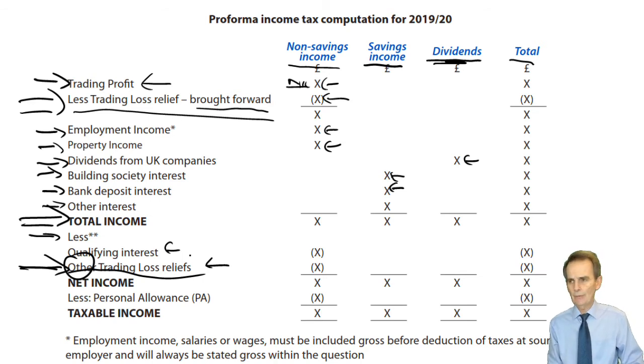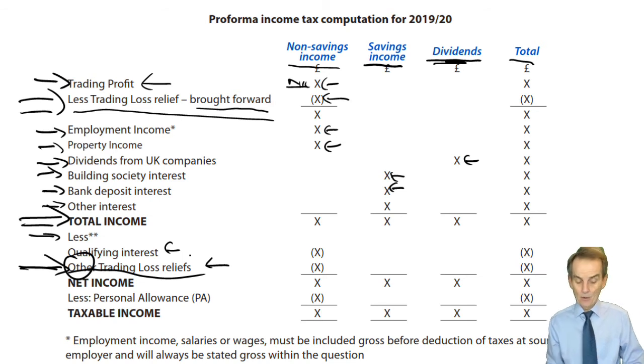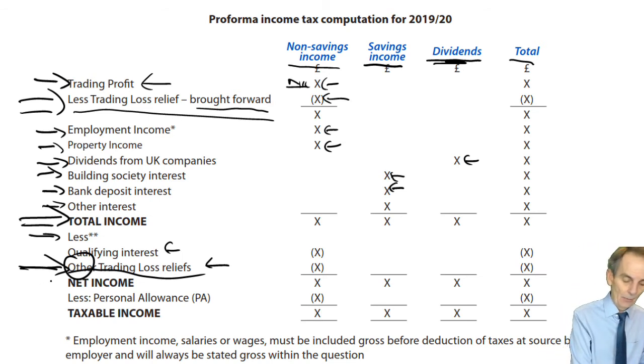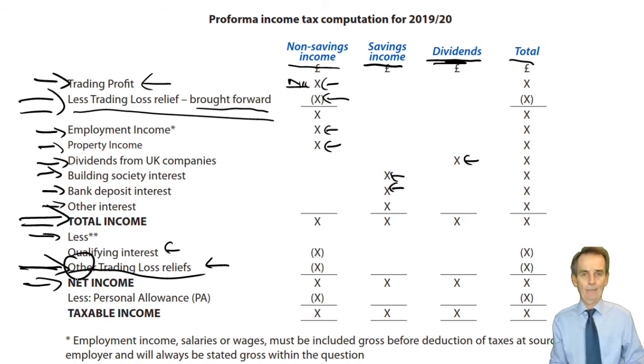None of those sources of interest payable, I'm afraid, are going to give you any tax relief at all. There's only very, very specific and very few sources of interest payments that will qualify. We'll see those later. But we then get a separate figure of income known as net income.